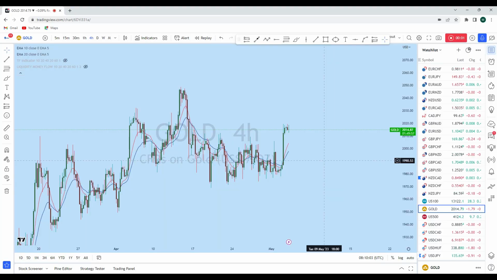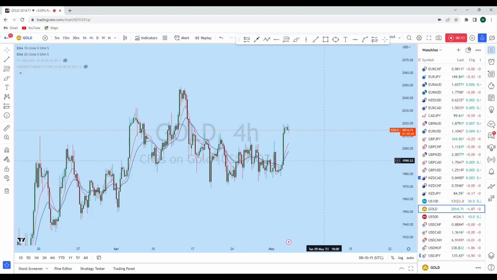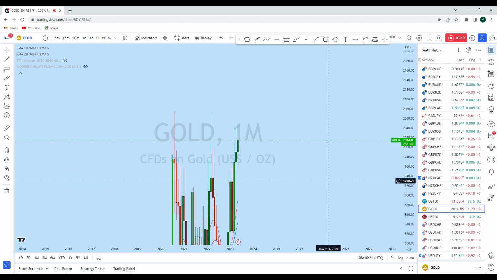Hello trader, I'm going to do a complete multi-time frame analysis on gold. Let's see what kind of trading opportunity we currently have in this instrument. As you can see from the lower time frame, gold can give us significant trading opportunity. Now before we discuss how we can trade, first of all, let's look at the bigger picture, looking at the monthly time frame.